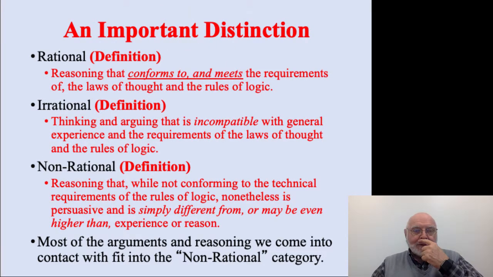That brings us to an important set of distinctions between rational, irrational, and non-rational. Now, in common speech, we would say that argument's rational, that argument's irrational. Well, this is not the way we're using the words here. Rational has a particular meaning. Rational means it conforms to and meets the requirements of the laws of thought and reason. In other words, it's a logical argument using deductive statements, put together meeting all the requirements of the form of logic. Irrational statements, on the other hand, are arguments that are totally incompatible with general experience and the requirements of the laws of thought and reason. Totally incompatible. These are the crazies. But non-rational is important because this is Sherlock Holmes. This is inductive reasoning.